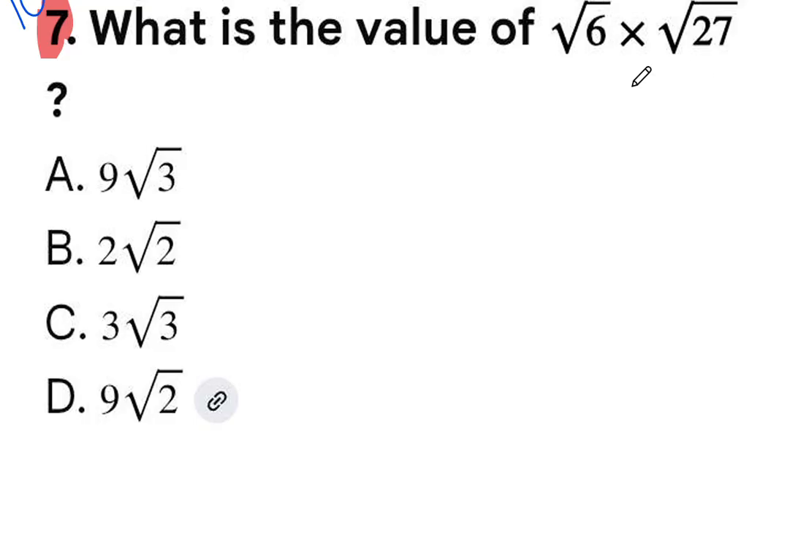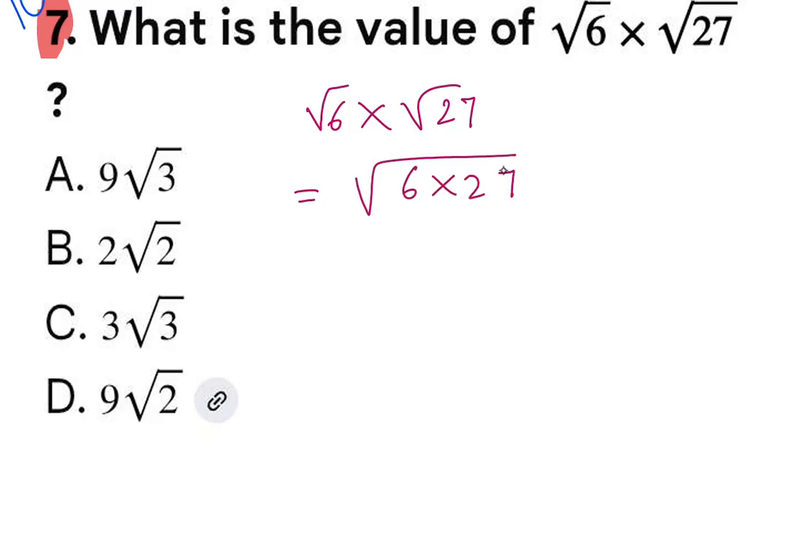They have given the multiplication sign, so I have to multiply both the numbers. I'll show how to calculate here. Root 6 into root 27 can be written as the square root of 6 into 27, right? This is a multiplication. The order and radicand are the same, so we can multiply 6 into 27 easily.